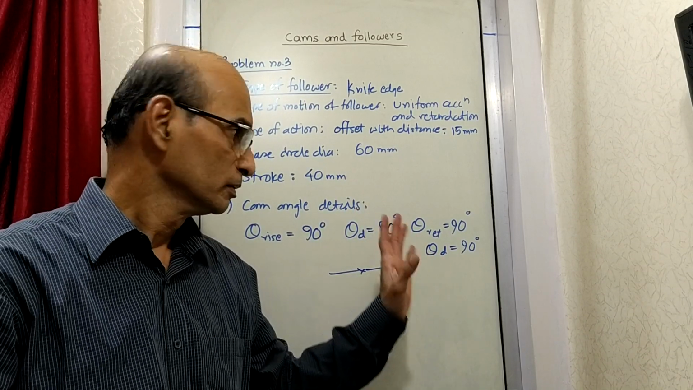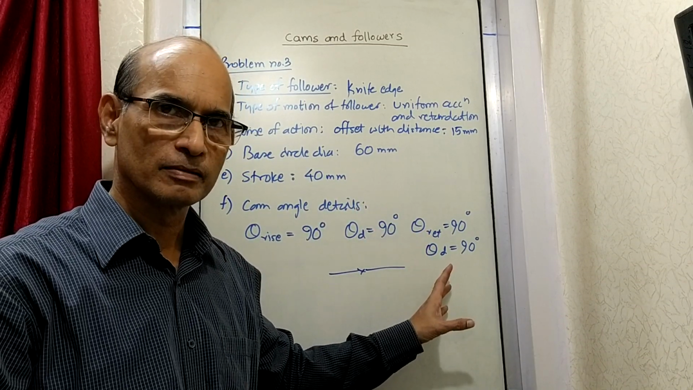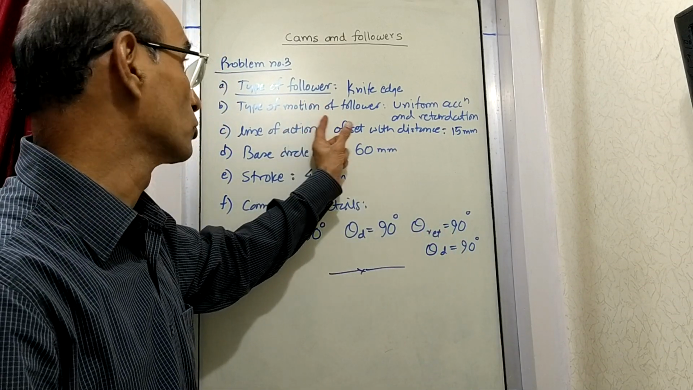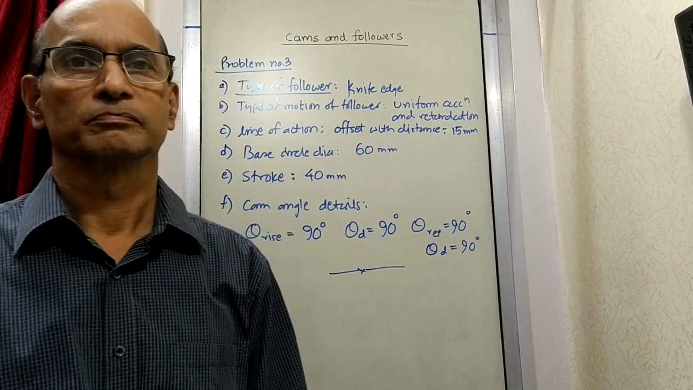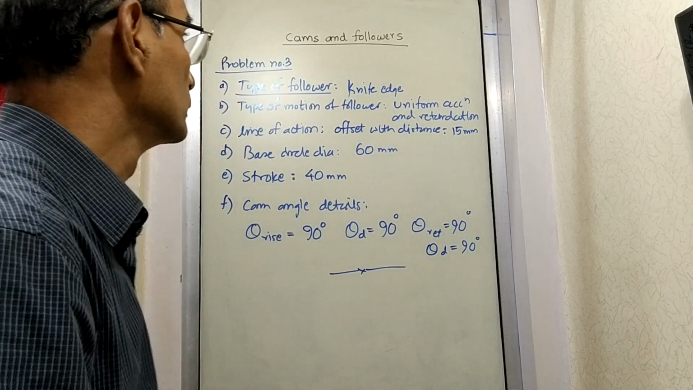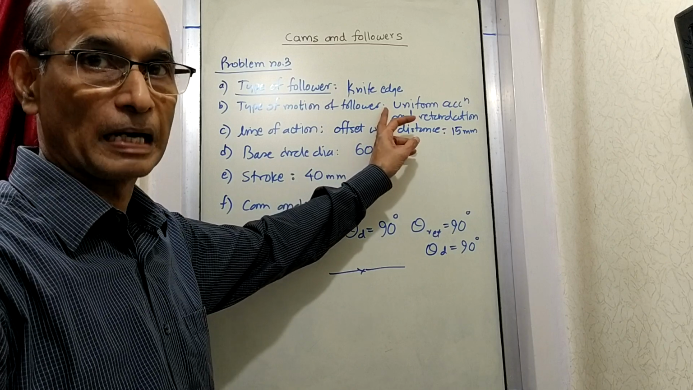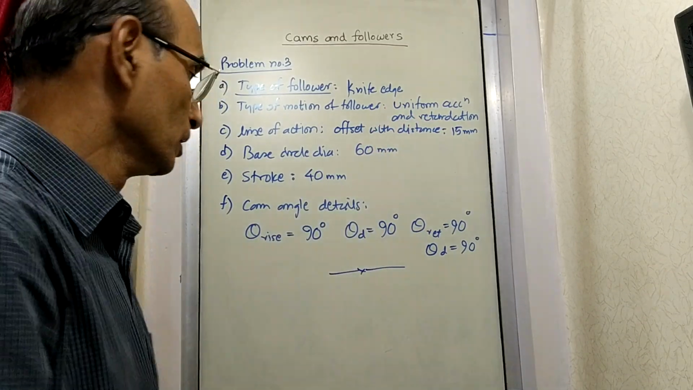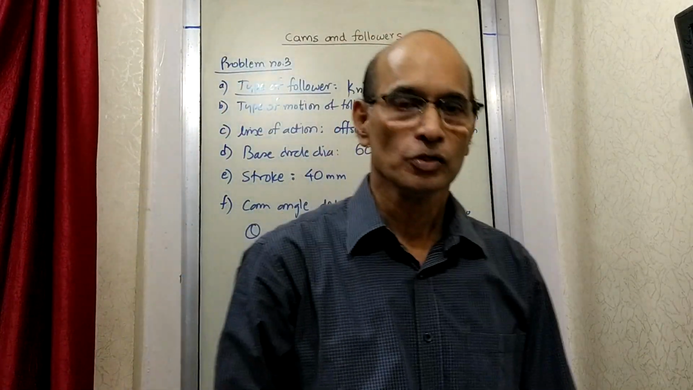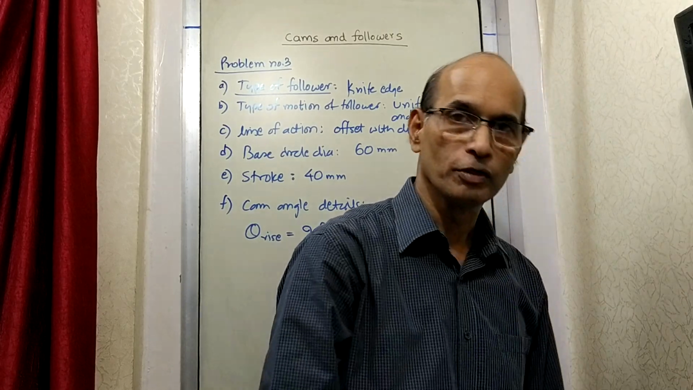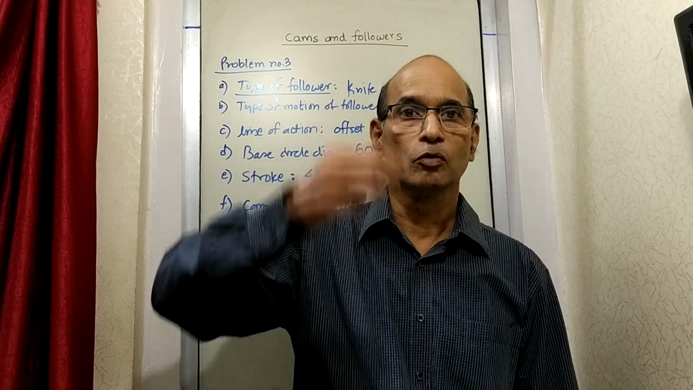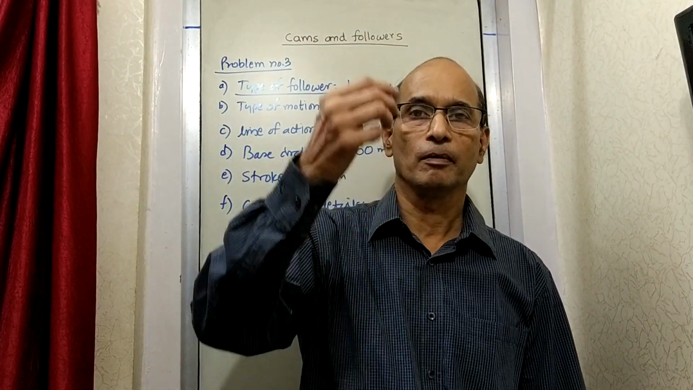Now what we see is, how are we going to draw this? One is the procedure, and more importantly, the next thing is how is going to be the curve of this. How are you going to draw the displacement versus time curve for uniform acceleration? Now, before we do that, let us see what is the uniform acceleration type of velocity. The follower is going to move with a type of velocity which will have uniform acceleration.